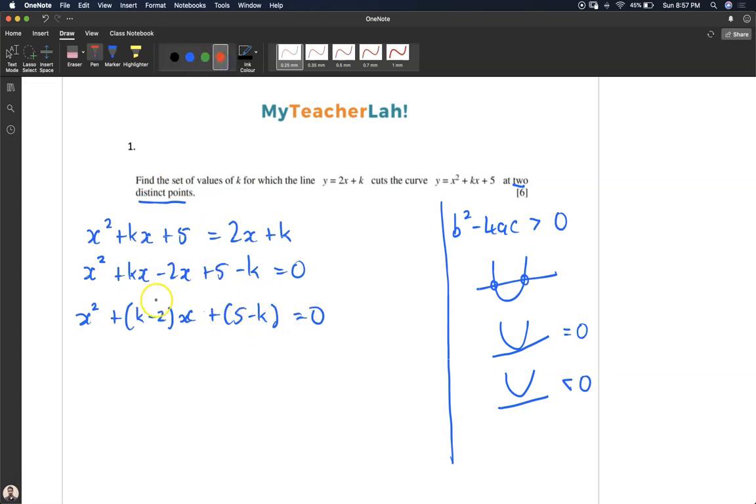I'm just going to do baby steps for the first question to make sure that every one of you is able to follow. From here, I'm going to try and apply the discriminant. So a equals 1, the coefficient of x squared. Whereas b equals k minus 2, which is the coefficient of x. And c is the leftover, which is the constant 5 minus k.